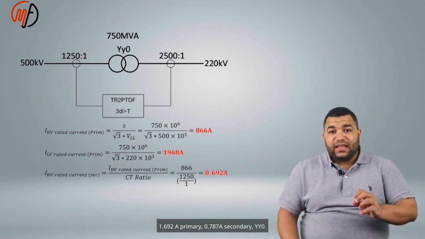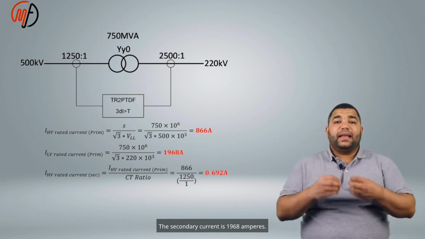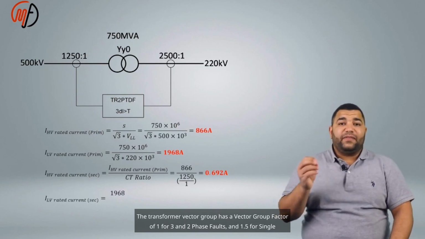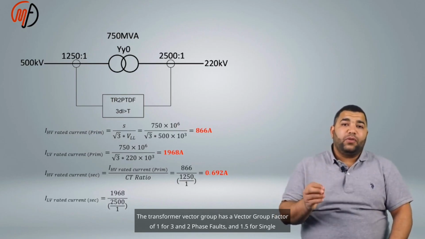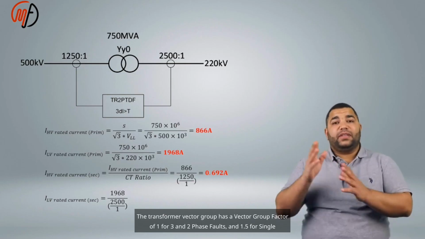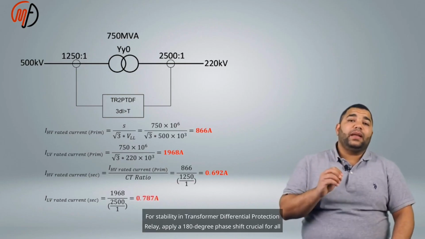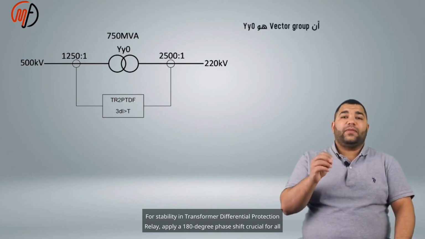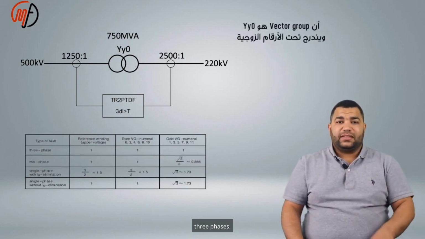1.692, a primary, secondary, YY0. The secondary current is 1968 amperes. The transformer vector group has a vector group factor of 1 for 3 and 2-phase faults and 1.5 for single-phase fault. For stability in the transformer differential protection relay, apply a 180-degree phase shift, crucial for all three phases.